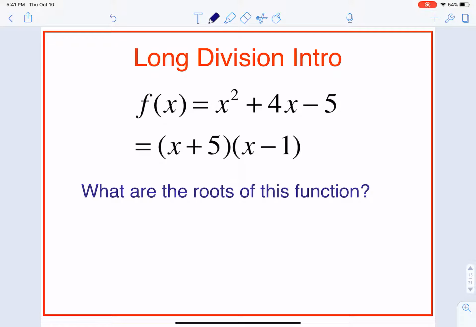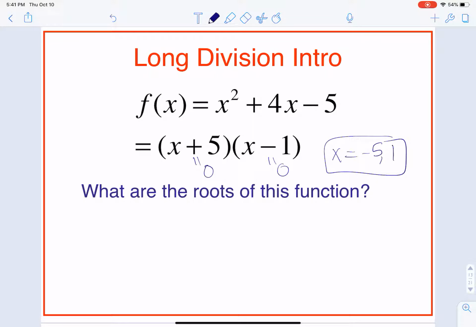So looking at f of x is equal to x squared plus 4x minus 5, the roots of this function I'll be able to tell you when I factor this function. So I can factor this into x plus 5 and x minus 1. So what are the roots of this function? If I set each of these pieces equal to 0, I get that x is equal to negative 5 and positive 1. Those are the roots of this function.